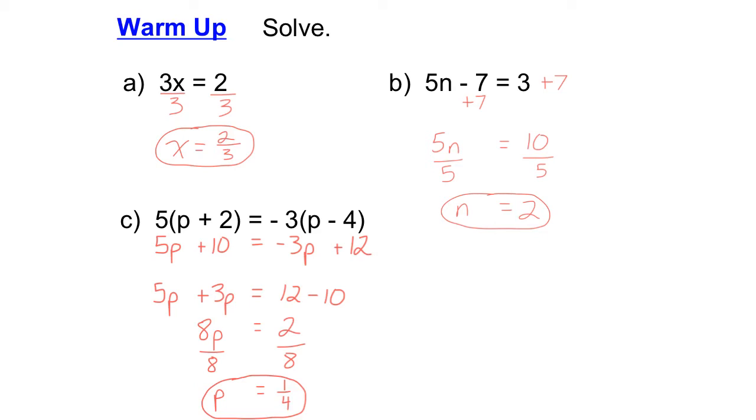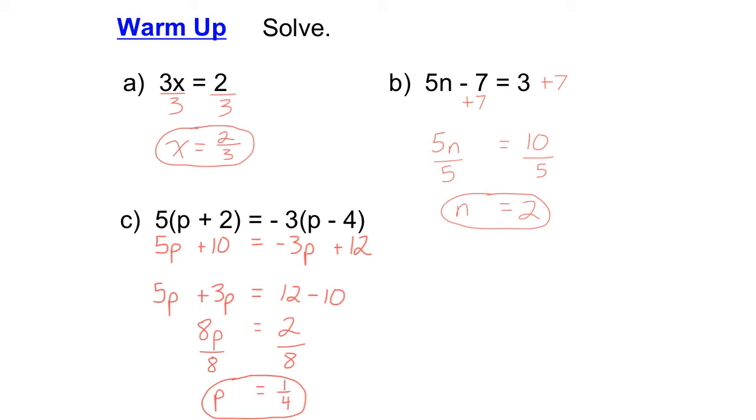For the next one, I'm subtracting 7, so I want to move that to the other side. I have to add 7, so I add 7 to both sides. So I'm left with 5n on the left, and 3 plus 7 is 10 on the right. So I have 5n equals 10, divide both sides by 5, so that n is all by itself. 10 divided by 5 is 2, so n equals 2.